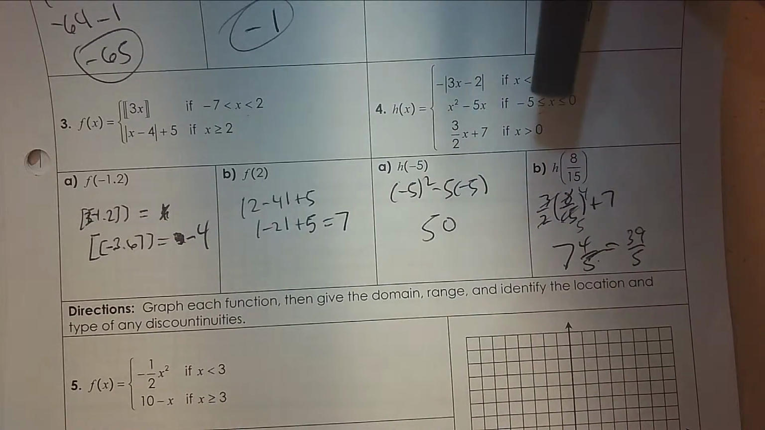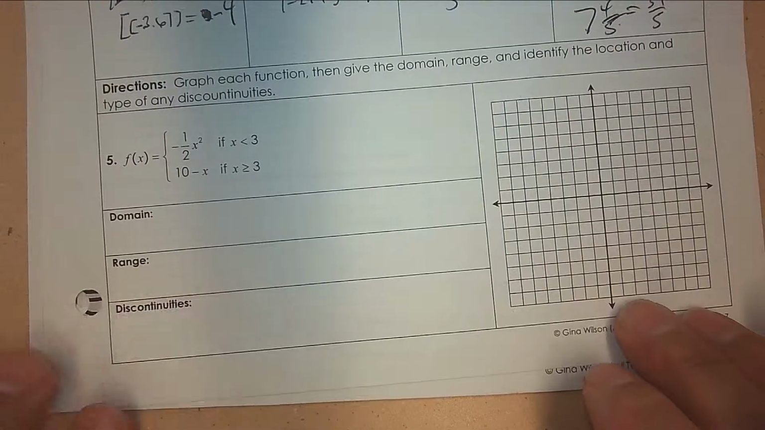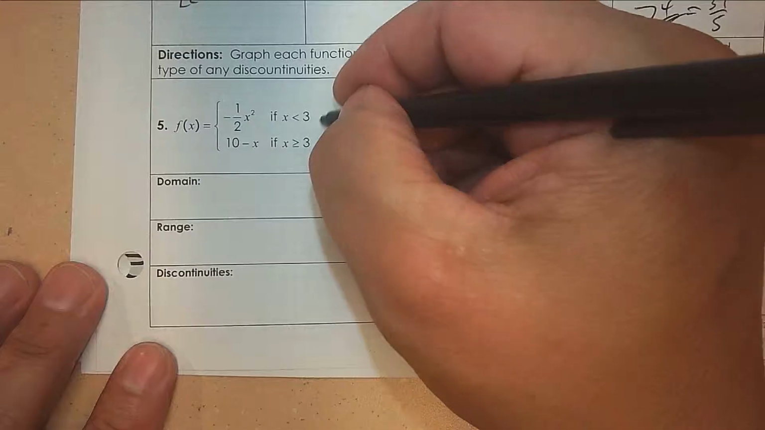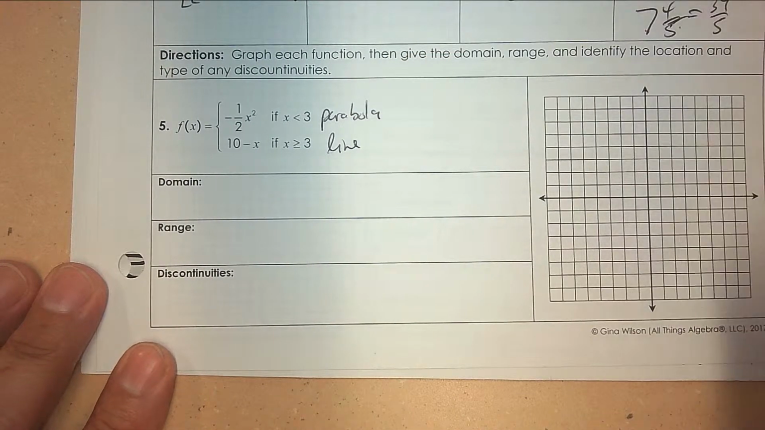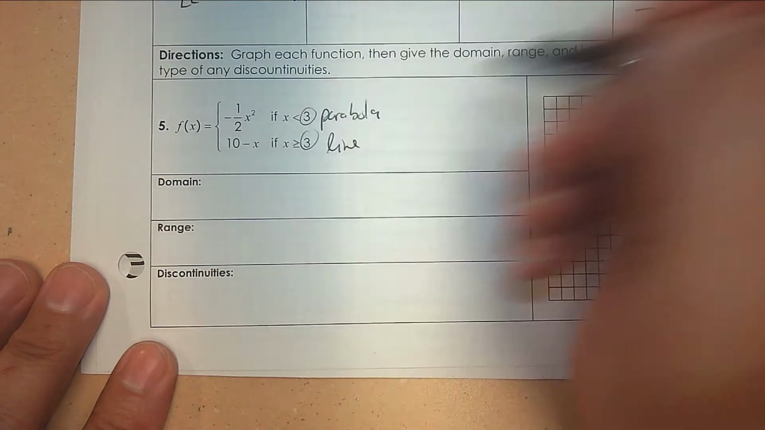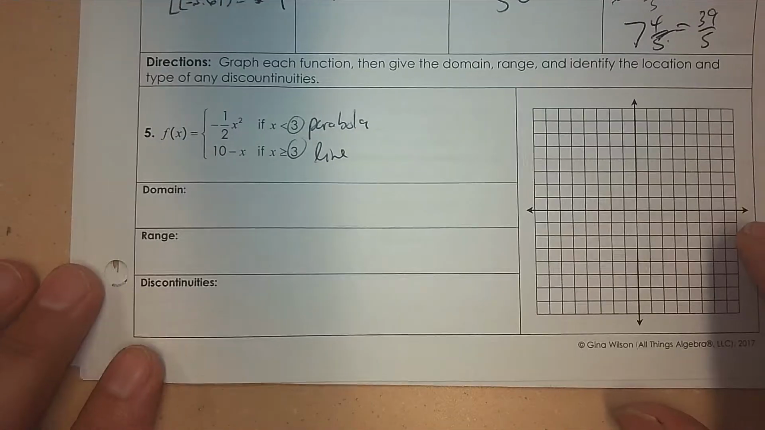Number 5, can you graph it? So the top piece is a parabola. The bottom piece is just a line. And can I understand the domain restriction? That tells me where to stop or where to end the graph.